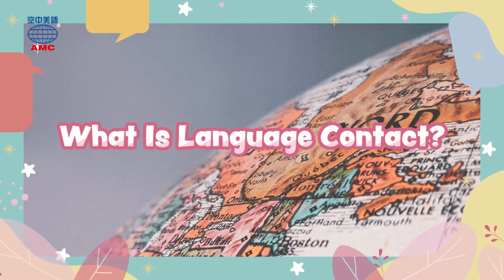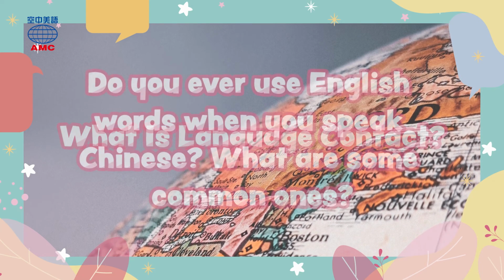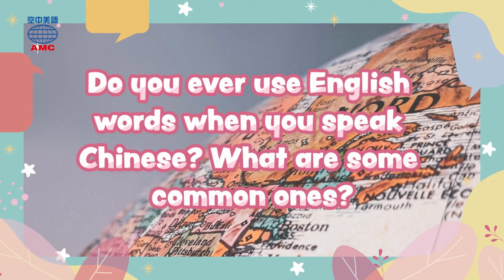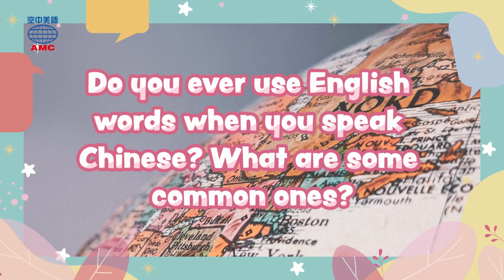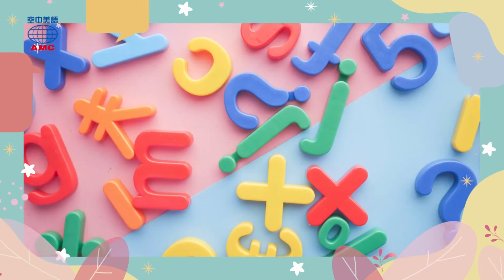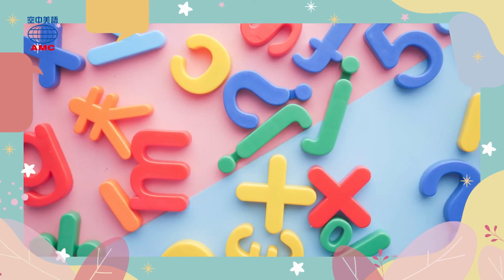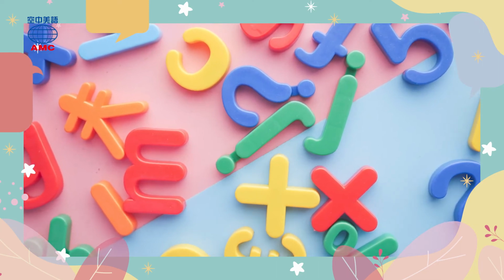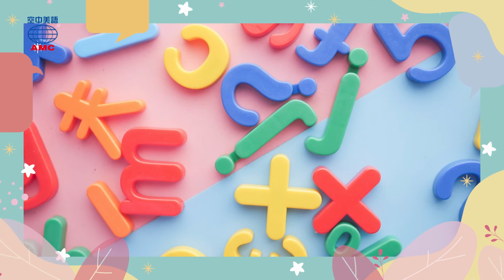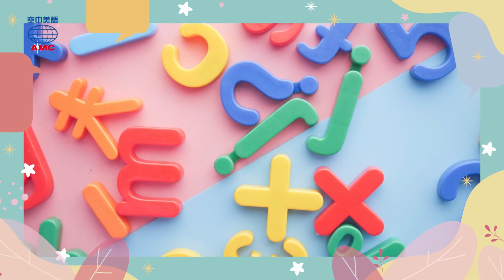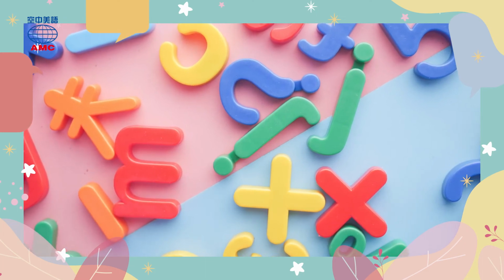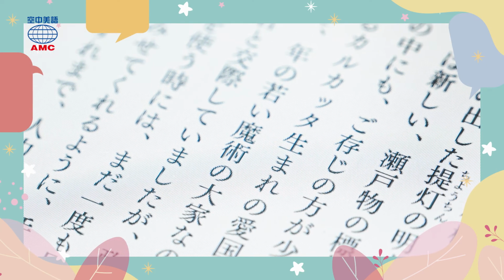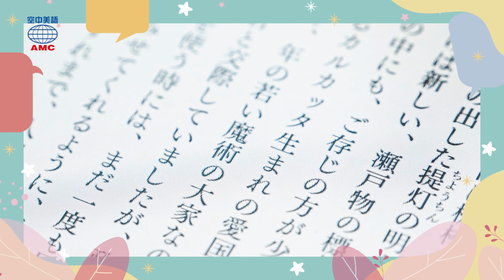What is language contact? Warm-up question. Do you ever use English words when you speak Chinese? What are some common ones? For most of history, language contact happened through direct contact. For example, lots of Taiwanese words come from Japanese. That's because Japan ruled Taiwan from 1895 to 1945. Some examples are kanban, unshan, and obasan.